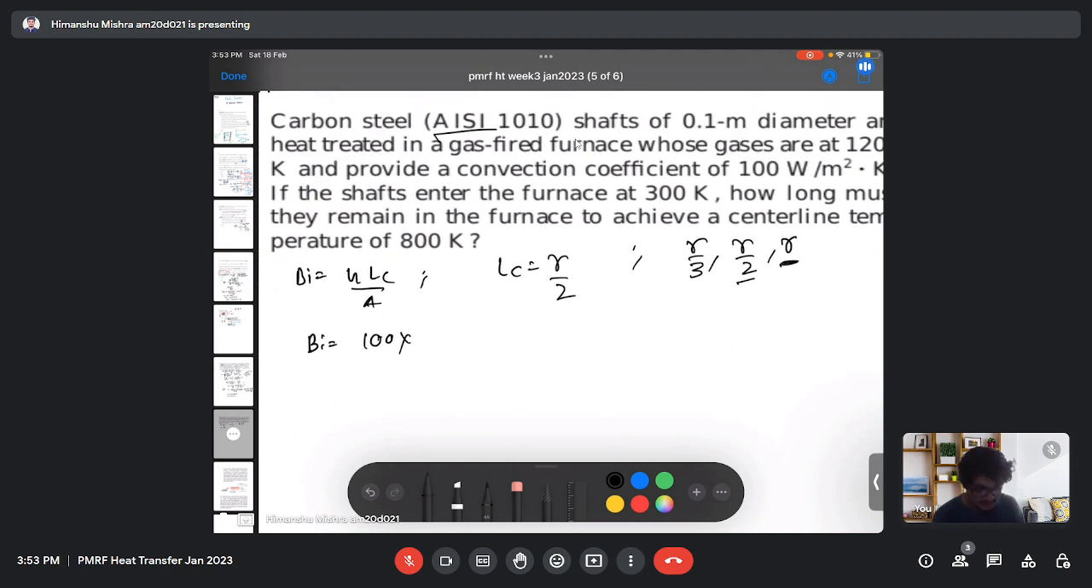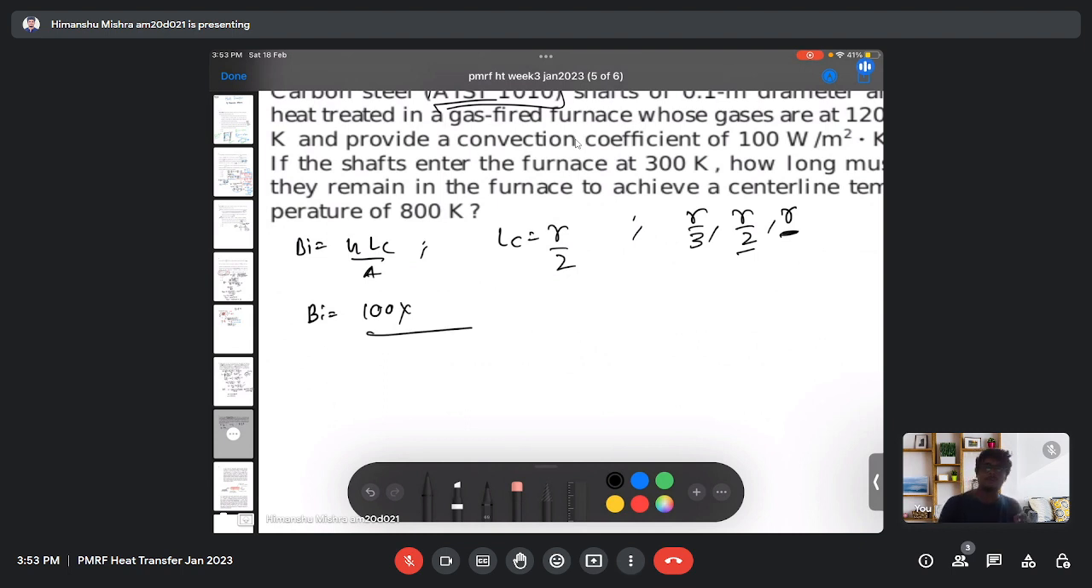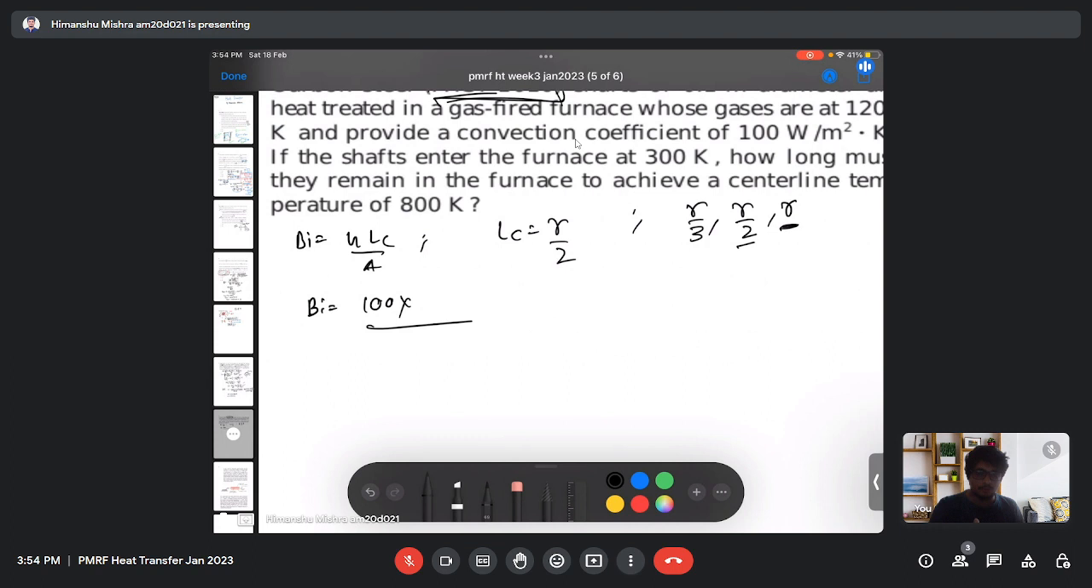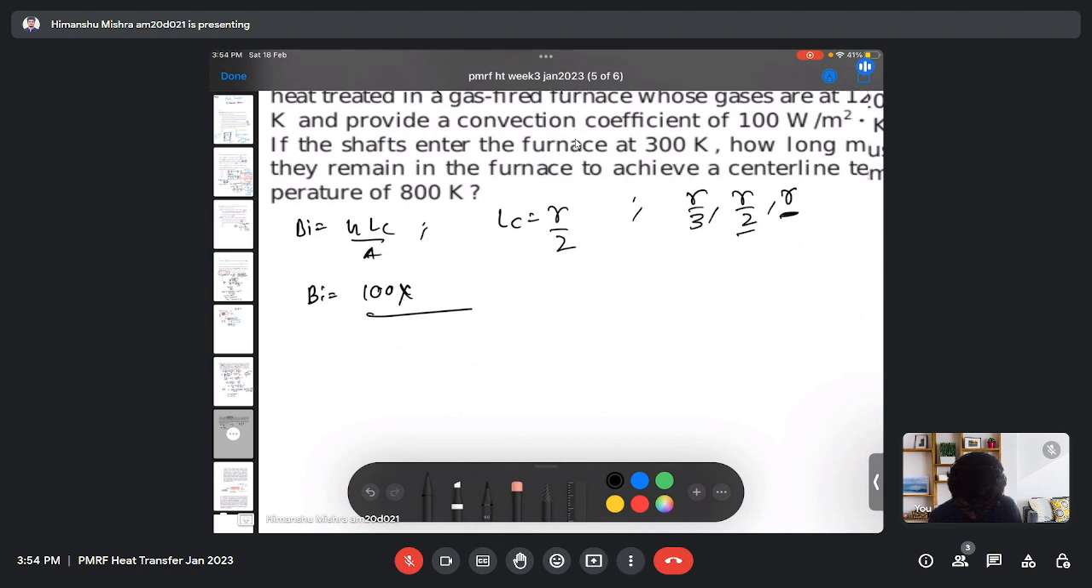Since they have mentioned the grade of the steel, we can take the properties like density, thermal conductivity, and specific heat capacity from the handbook. Usually in the semester exams or in the GATE exam, we have all the values specified in the question. But in some textbooks, they just mention the grade of the metal. So from the handbook, we can directly look up all the properties of that metal. So I will be specifying the properties here.